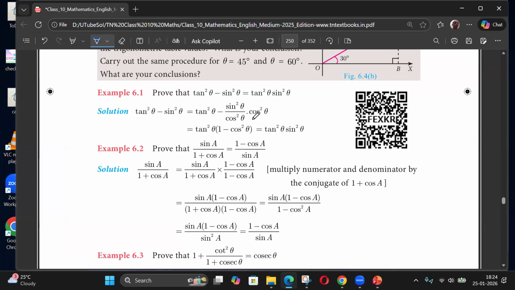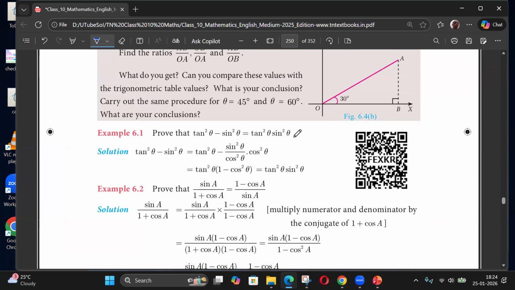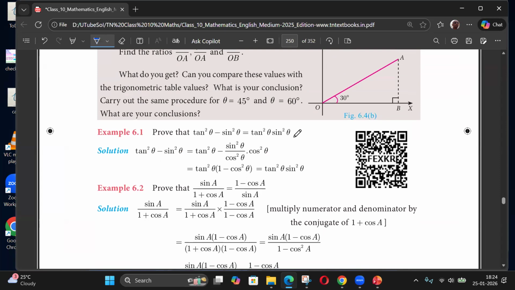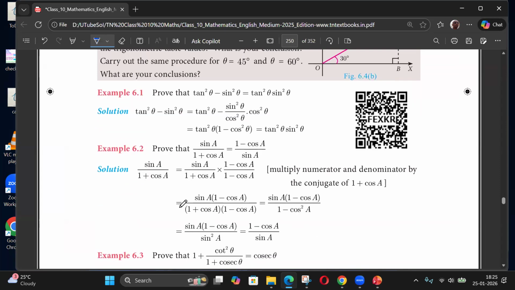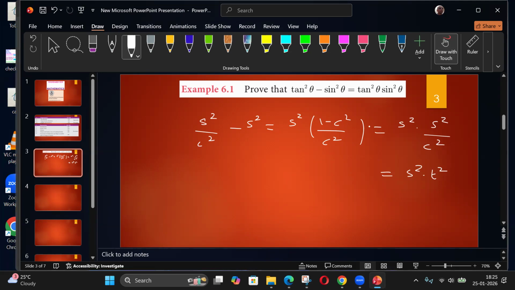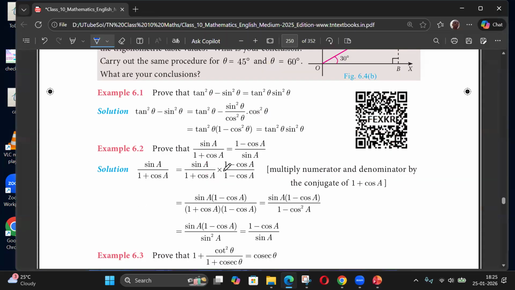Sine square is taken outside. Same. Whichever is convenient you can do, and write the steps. Because even if you make some mistake at this step, you'll get partial marks. So this one, sine divided by 1 plus cos, equal to that you have to prove.